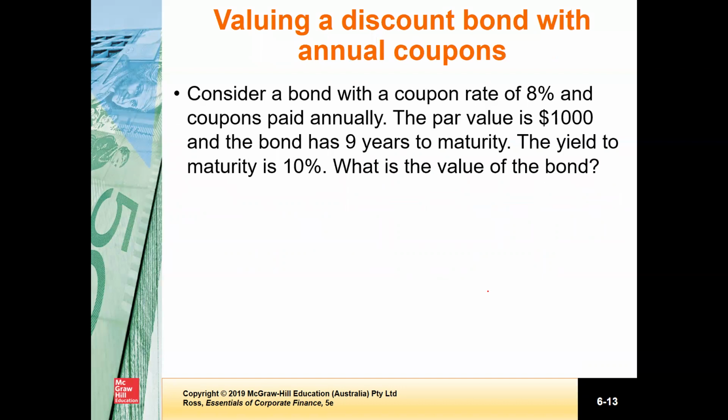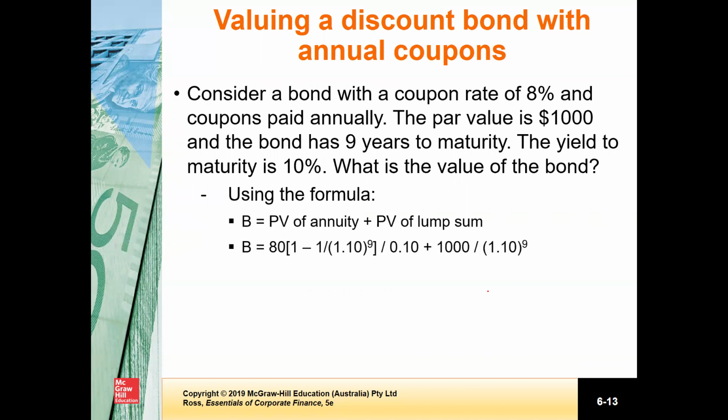Okay, so look at this example. Consider a bond with a coupon rate of 8% and coupons paid annually. The par value is $1,000. The bond has 9 years to maturity. The yield to maturity is 10%, and you need to find out what is the value of the bond. Once again, the value of the bond is the present value of the annuity and the present value of the face value.